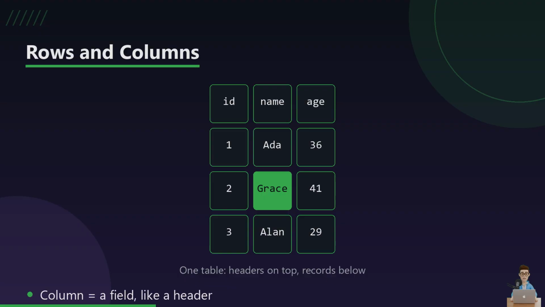The columns are the headers running across the top, like name, age, and city. Each row underneath is one single record, one actual person. Where a row meets a column, that one box is called a cell, and it holds a single value. In short, columns describe, rows are the entries.